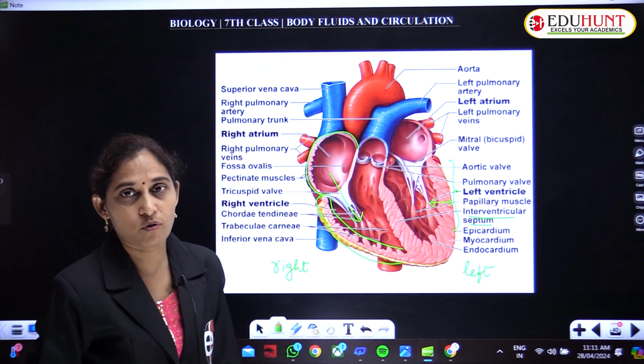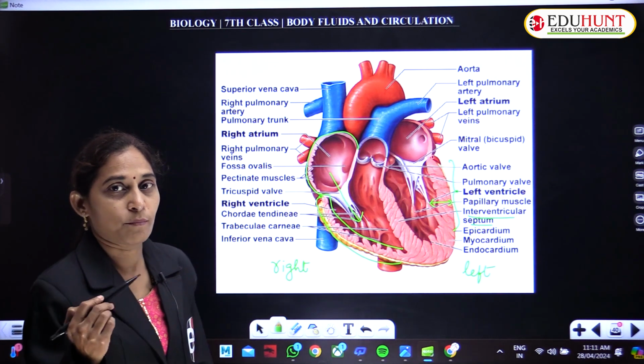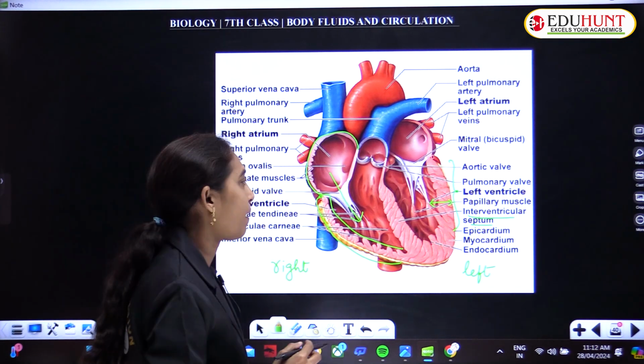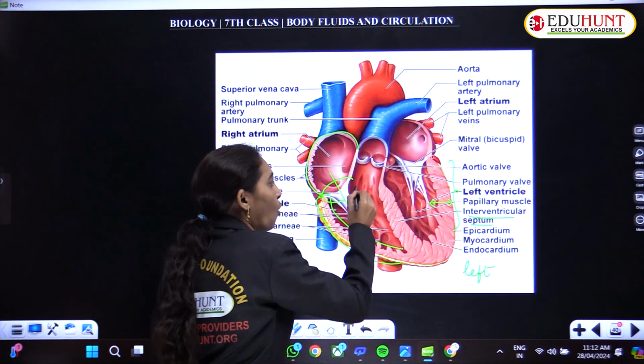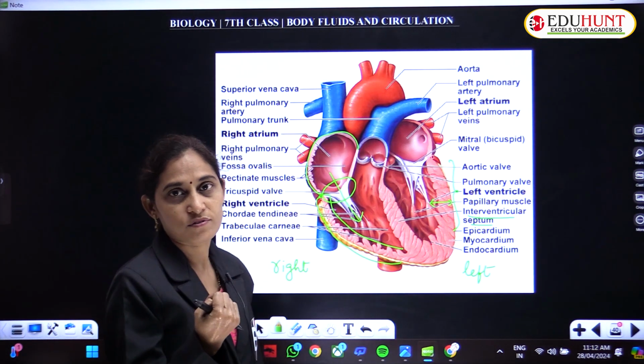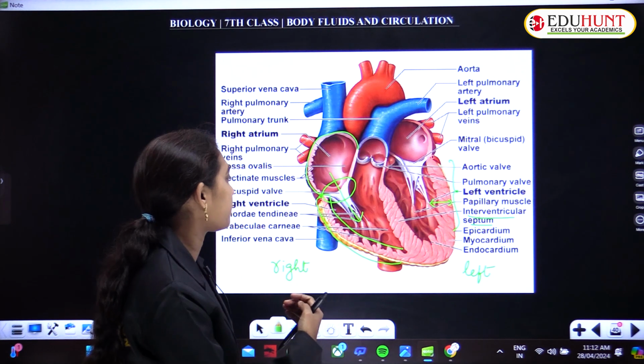The backward direction is prevented by the valves. Backflow is prevented by the valves. In that way they operate.